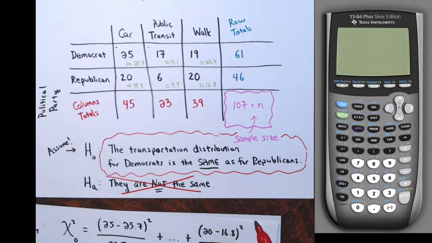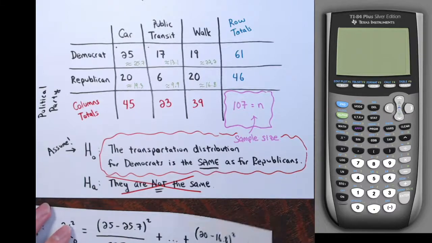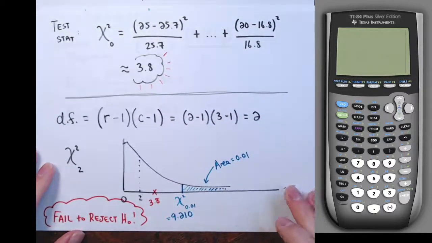We have enough evidence here to say that they are the same. Or we don't have enough evidence to say they're not the same. However you want to say that. Right? Okay, so that was the critical value approach.